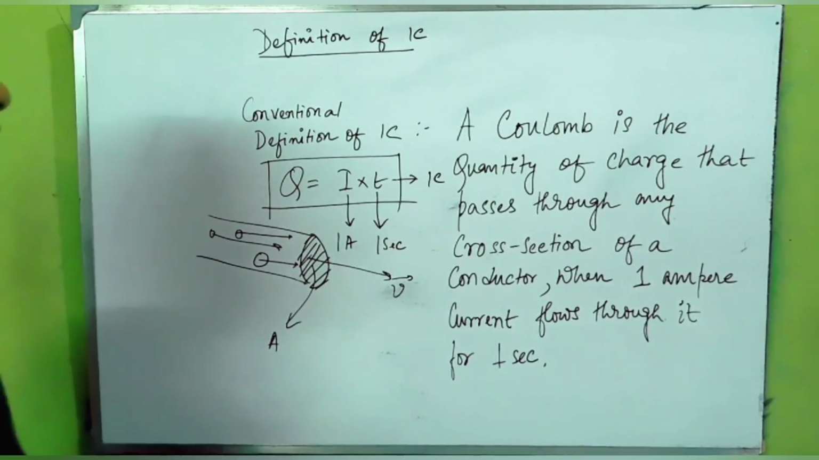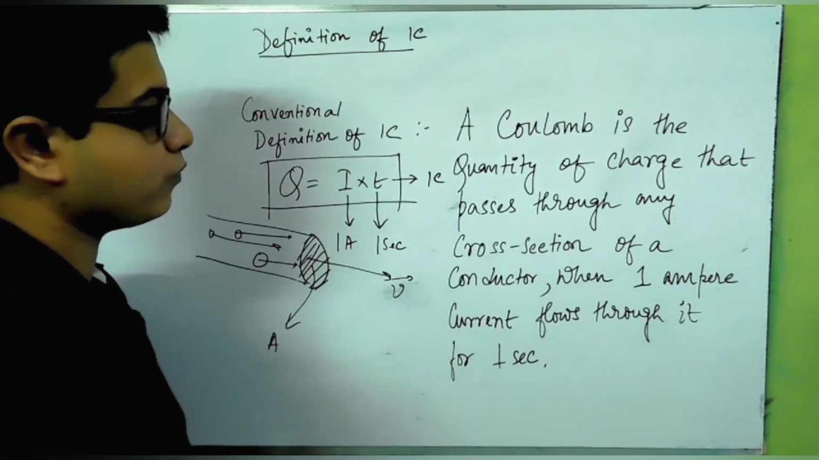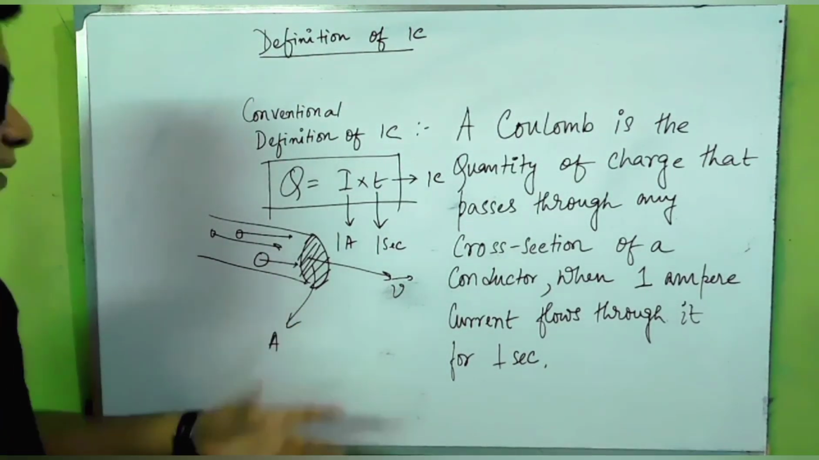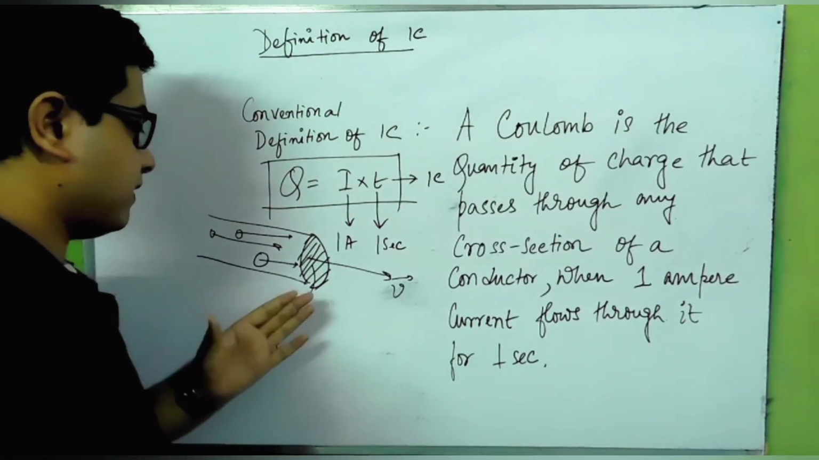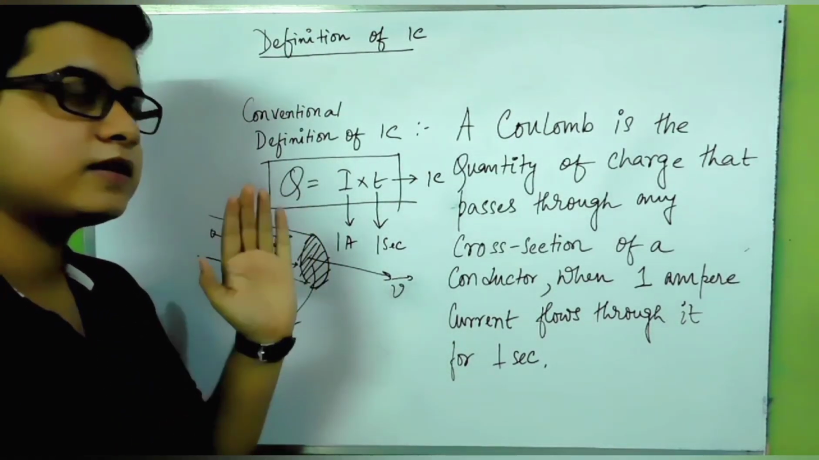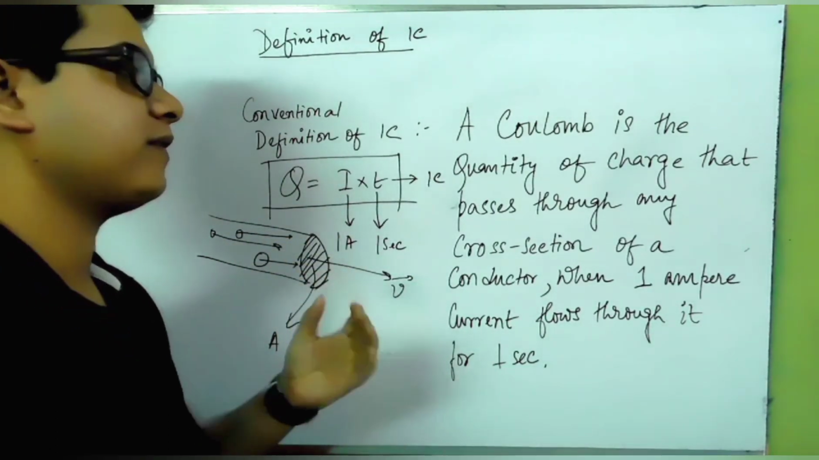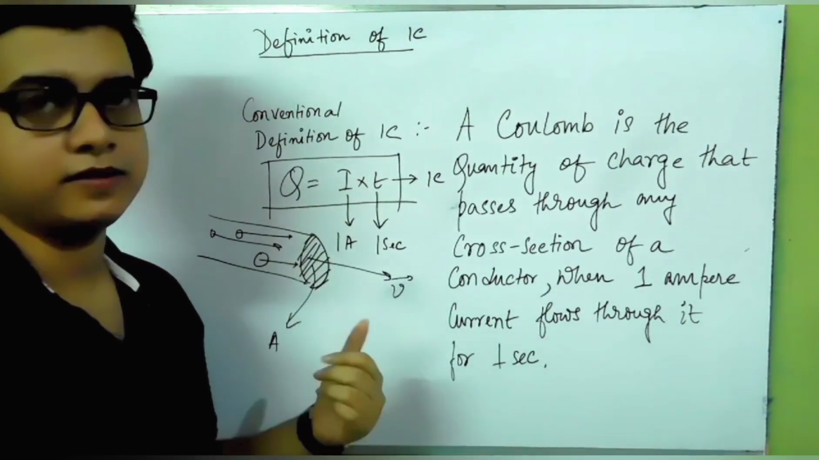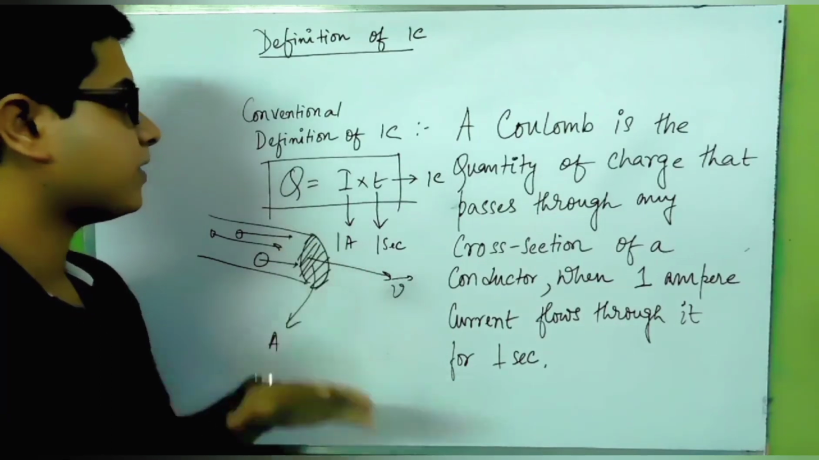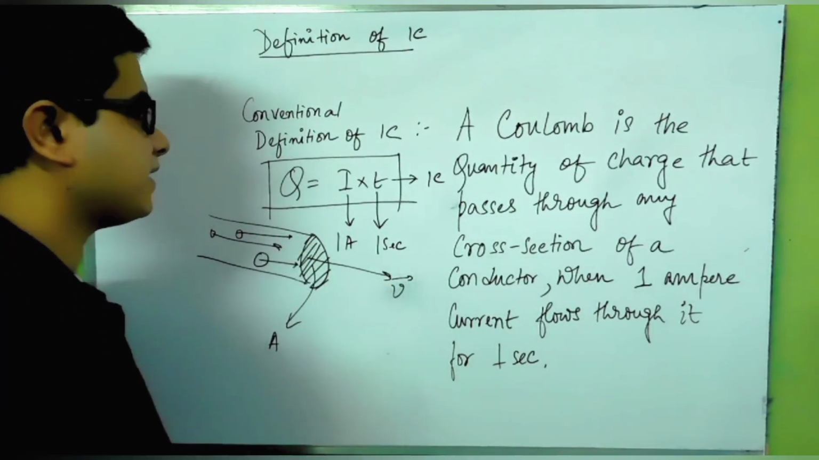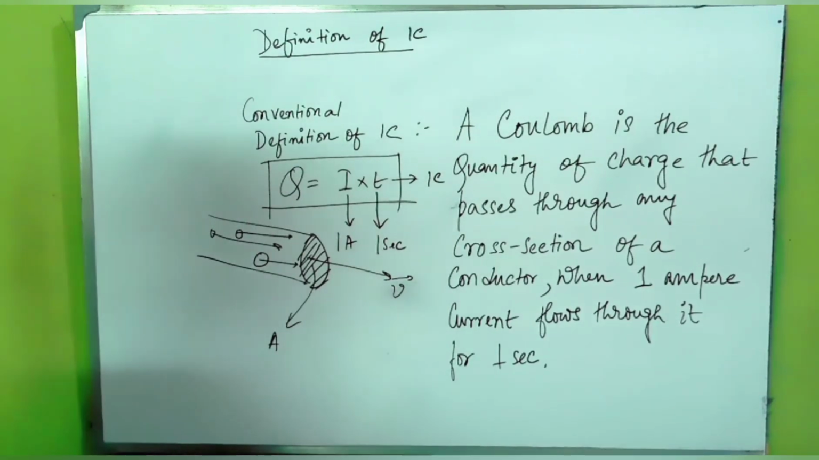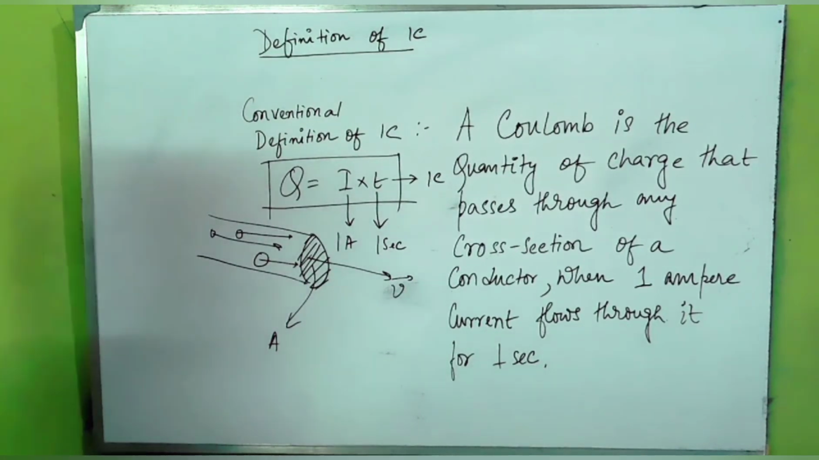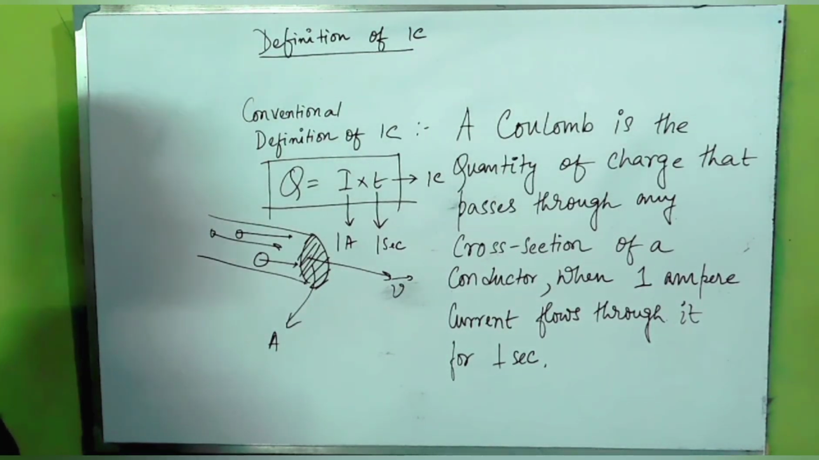A Coulomb is the quantity of charge that passes through any cross section of a conductor when 1 ampere current flows through it for 1 second. So this is the diagram, if you want to draw it. Keep in mind that the cross section has to be consistent. If the cross sectional area varies for a given time, then the value of the charge might change, so it is only constant here. Otherwise, the definition is quite foolproof. This is the conventional definition of Coulomb, so please write it down: a Coulomb is the quantity of charge that passes through any cross section of a conductor when 1 ampere current flows through it for 1 second.